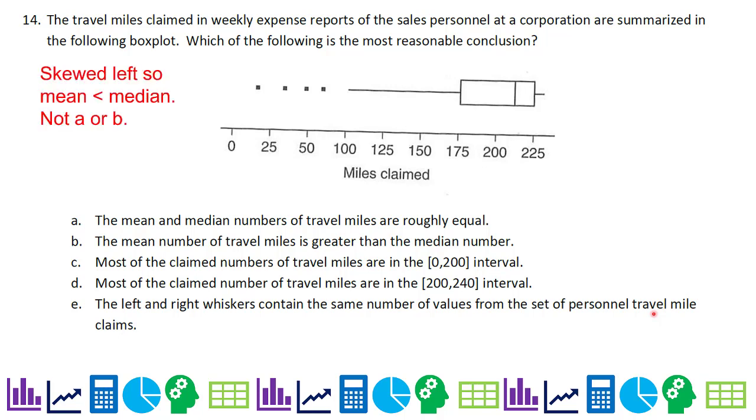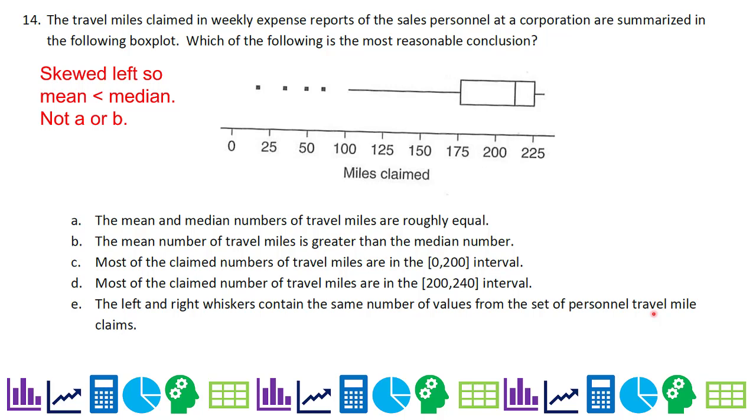pretty obviously skewed left because we have some outliers to the left. We have a long whisker, so odds are it looks skewed left. We're not 100% sure because it's a box plot. But that means that the mean and median are not roughly equal, probably, and the mean number of travel miles is probably less than the median. So A and B are not true.